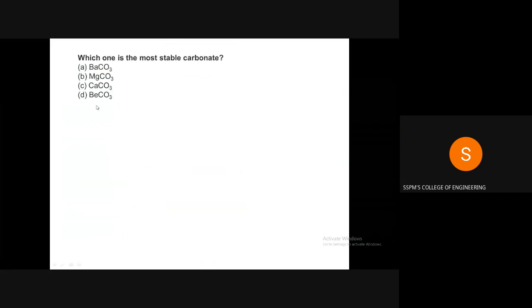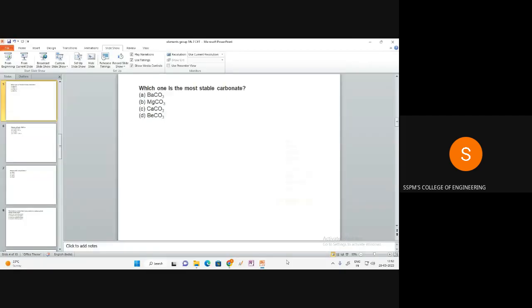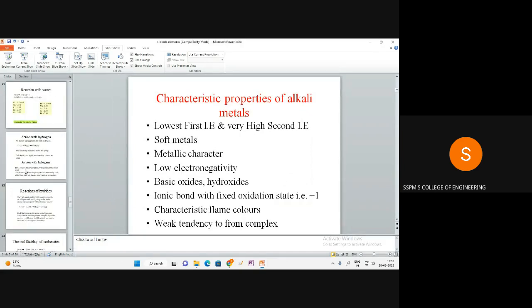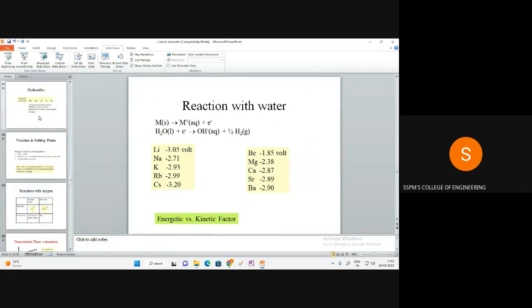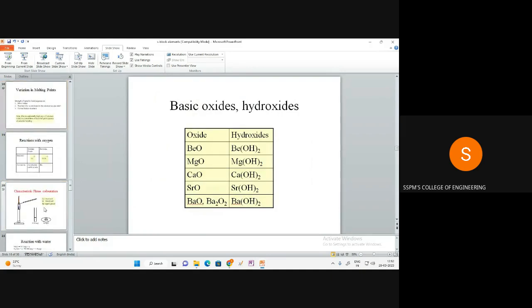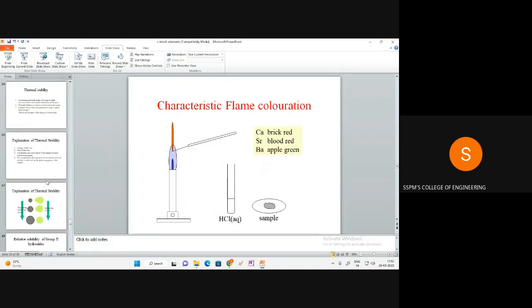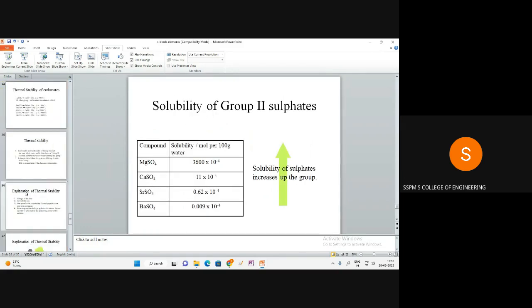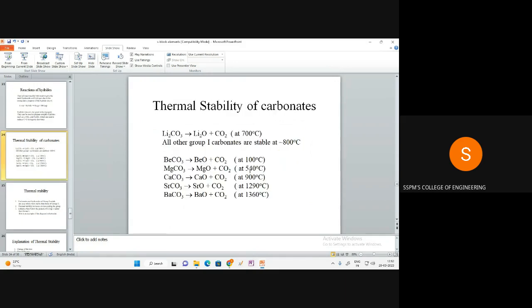Then next question is, which one is the most stable carbonate? You have seen the stability of carbonate earlier, so let us look at the previous slide, the stability of carbonate. Then we can find the answer. Which is most stable in group 2?